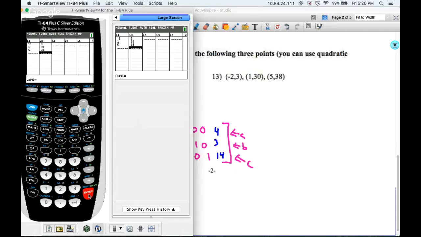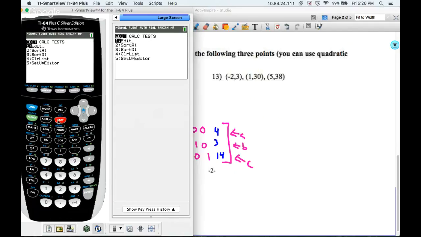All right, do you have an idea what we're going to do next? Second something. Stat. Press that again. Now what? Is it calc? Yeah. And then it's not number 4, that was linear regression. We want a quadratic equation that's going to hit these 3 points. We press number 5 for quadratic regression.